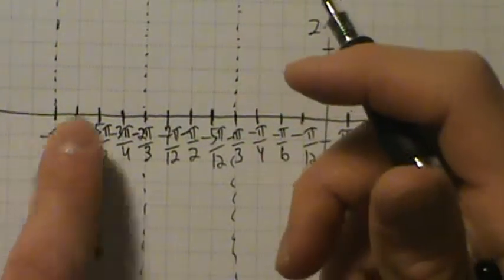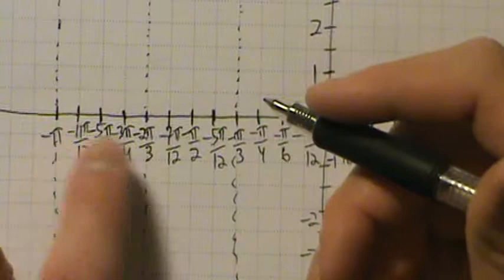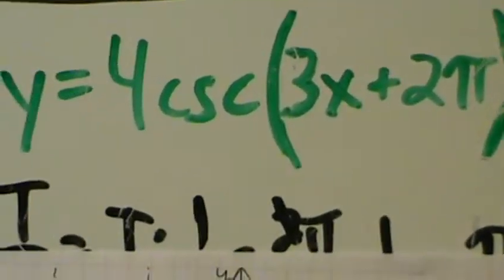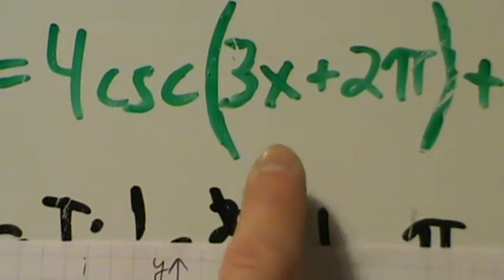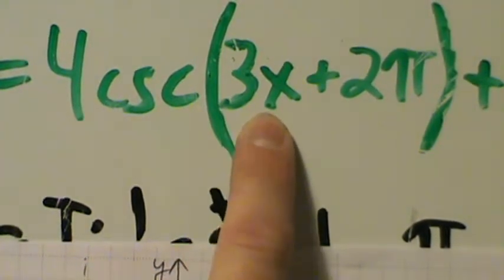You can just take these x values and plug them into the function. Okay, so some of these look kind of goofy, negative 11 pi over 12, negative 7 pi over 12, negative 5 pi over 12, but you know, it's a goofy function, right? For cosecant of 3x plus 2 pi. So if you put in something over 12 for x, that 3 is going to cancel with that 12 and give you 4 on the bottom, which is totally fine.